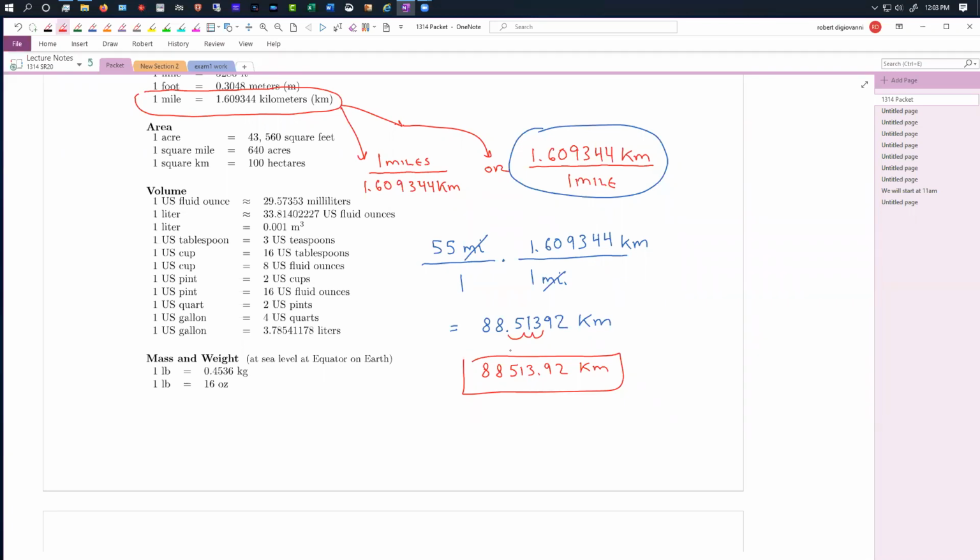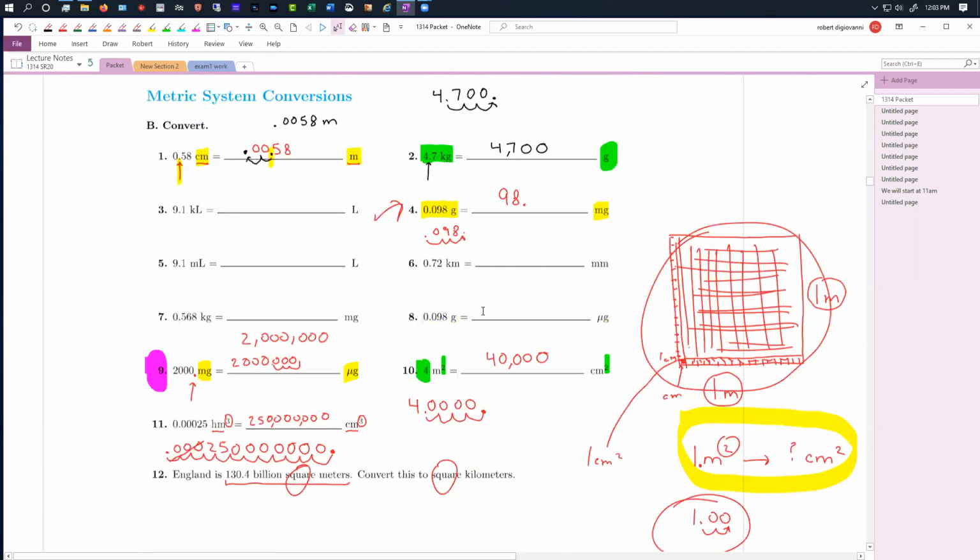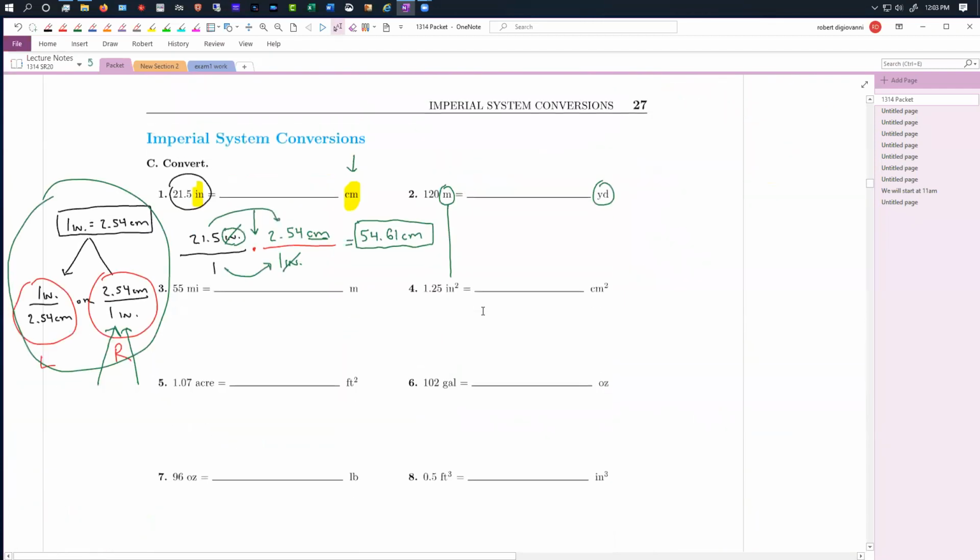Okay, I think we should do one more. All right, do one more, and that should be enough to get you going on this. Let's do number 4. So I want to do 1.25 inches to centimeters squared.